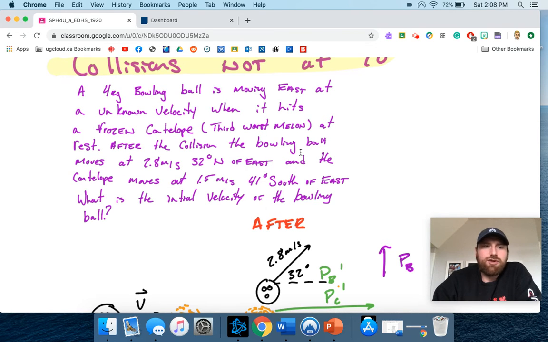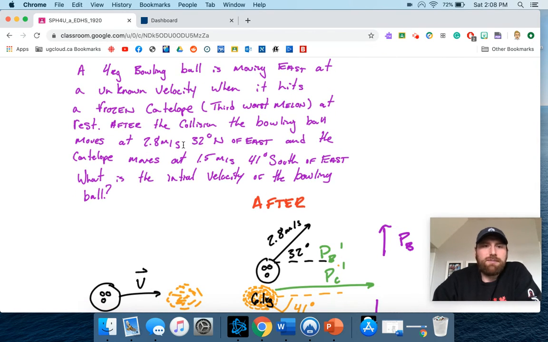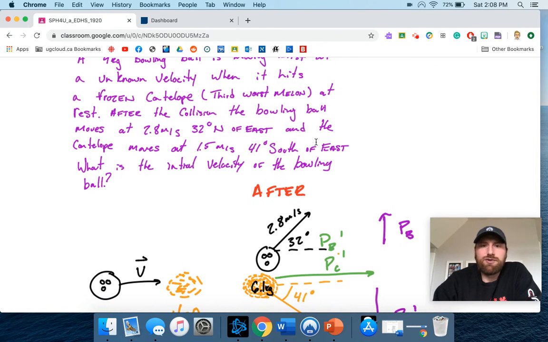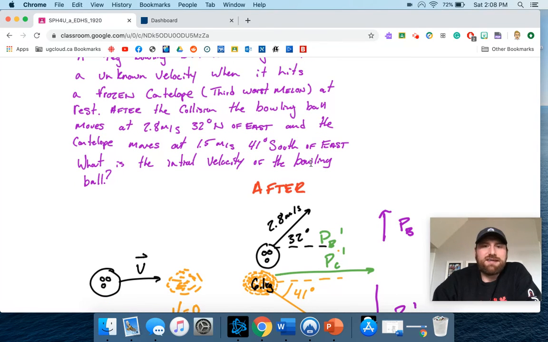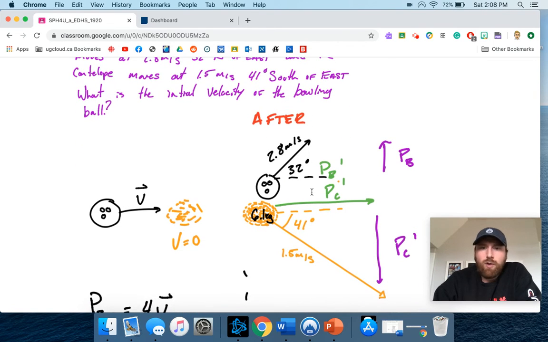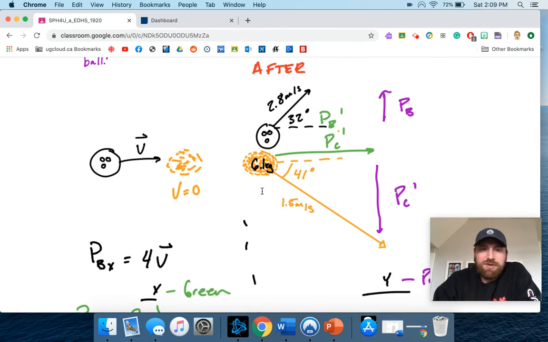So after the collision, the bowling ball moves at 2.8 meters per second at 32 degrees north of east. The cantaloupe moves at 1.5 meters per second at 41 degrees south of east. What is the initial velocity of the bowling ball? Okay, so basically the way that this works is that we're going to be given what happens after the collision here, and we're going to have to work backwards to find out the initial velocity of the bowling ball. But what we do know is that the initial velocity of the cantaloupe is 0, which is going to be really helpful later.